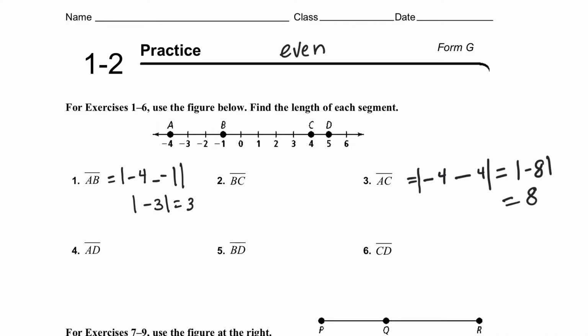Now we're going to find the distance from B to D. We know that B is -1 minus 5. So we have -1 minus 5, which is going to give you the absolute value of -6. And we know the distance from -6 to 0 is 6. If you wanted to verify, we have 1, 2, 3, 4, 5, 6. And you notice that the distance between B and D is 6.